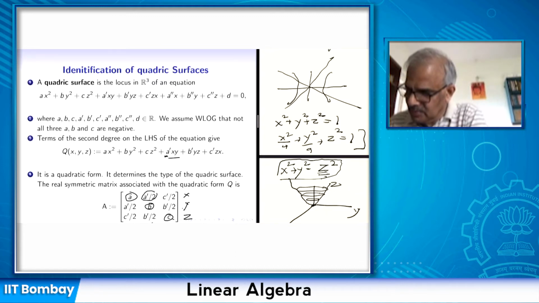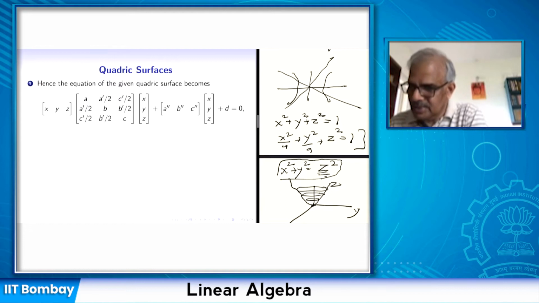So I divide A prime by 2, and since the matrix is symmetric, I put it here too. This corresponds to xz, which has coefficient C prime, so I put C prime over 2 here and over here. This corresponds to yz, which has coefficient B prime, so I put B prime over 2, B prime over 2. The three columns and three rows correspond to these three variables, and I have to make sure it is real symmetric. So the coefficients of xy, yz, zx are divided by 2.